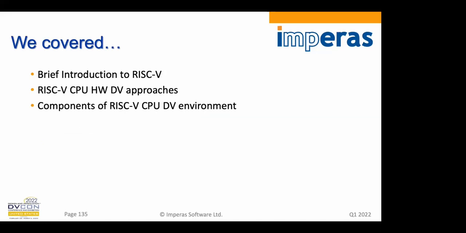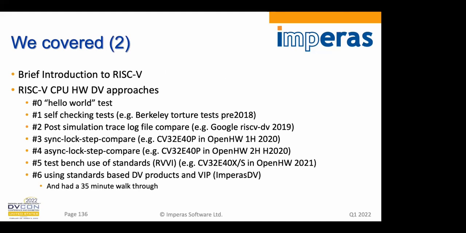So what we covered in this tutorial was a brief introduction to RISC-V. If we'd have had longer, I could have explained more, a little bit about the DV approaches people are using for CPU, and then some of the components that you'll find in those environments. In terms of the hardware DV approaches, we actually looked through Hello World, which obviously isn't a DV environment, through to self-checking, post-simulation, trace log compare, several synchronous and asynchronous approaches in there, the use of standards and the evolution of this RVVI, RISC-V verification interface, and then we walked through a 35-minute walkthrough on a simulation and verification technology we've been building in Imperas DV that our customers are using to help with the verification of RISC-V.